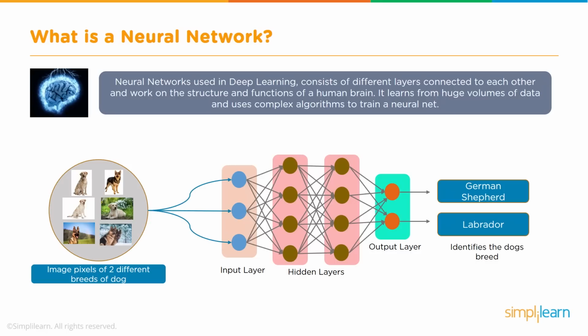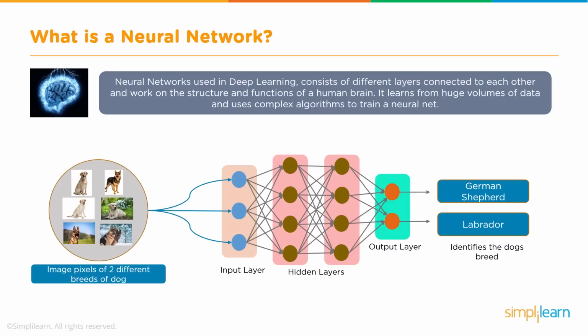It learns from huge volumes of data, and it uses complex algorithms to train a neural net. So in here we have image pixels of 2 different breeds of dog. One looks like a nice floppy-eared lab and one a German shepherd. Both wonderful breeds of animals. That image then goes into an input layer. That input layer might be formatted at some point because different pictures are going to be different sizes and different color content. Then it'll feed into hidden layers. Each of those pixels or each point of data goes in and then splits into the hidden layer, which then goes into another hidden layer, which then goes to an output layer.